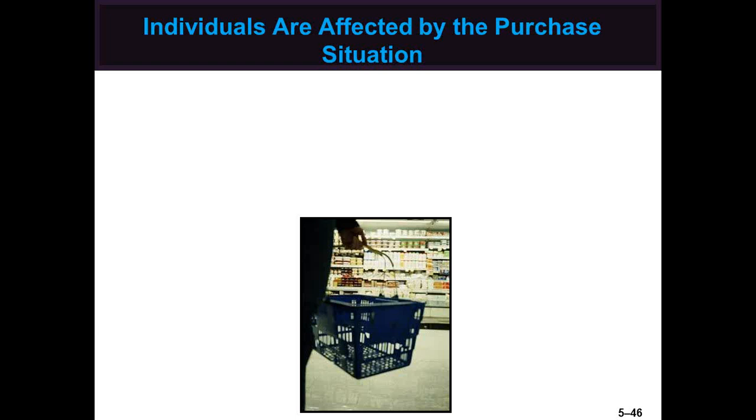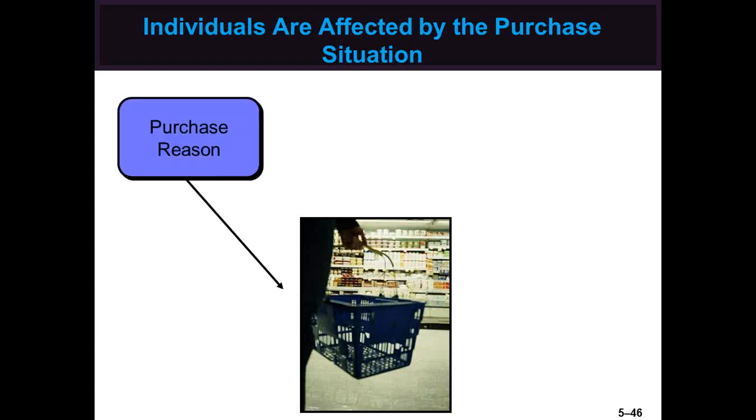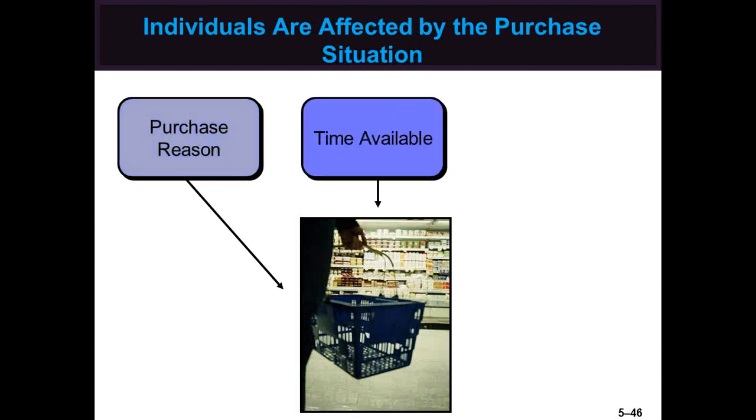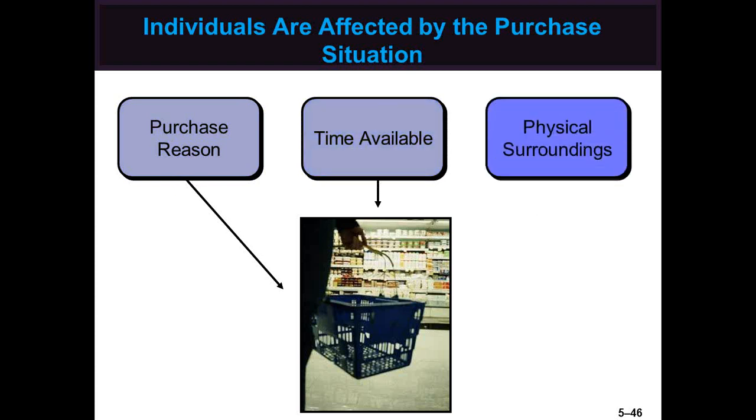Among the key situational influences are: the purchase reason can vary. Why a consumer makes a purchase can affect buying behavior. Time available for the purchase also affects what happens. And physical surroundings of the purchase affect buying, as do the emotional responses they elicit or encourage.